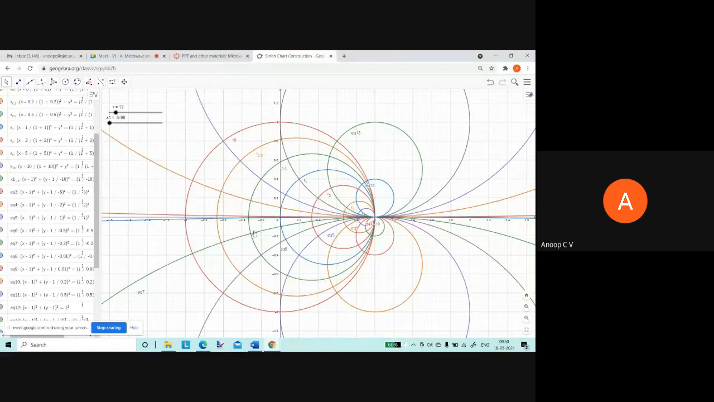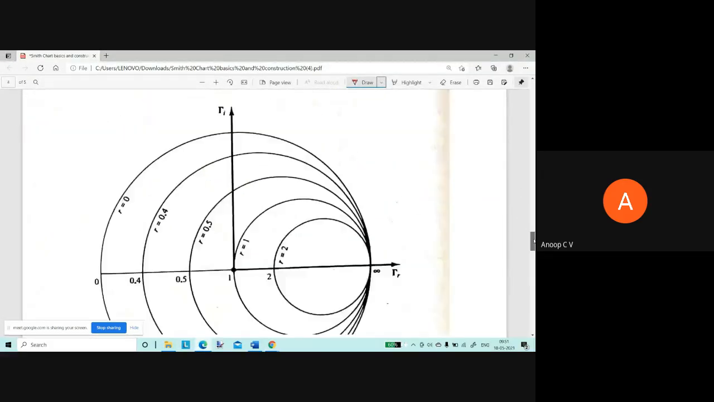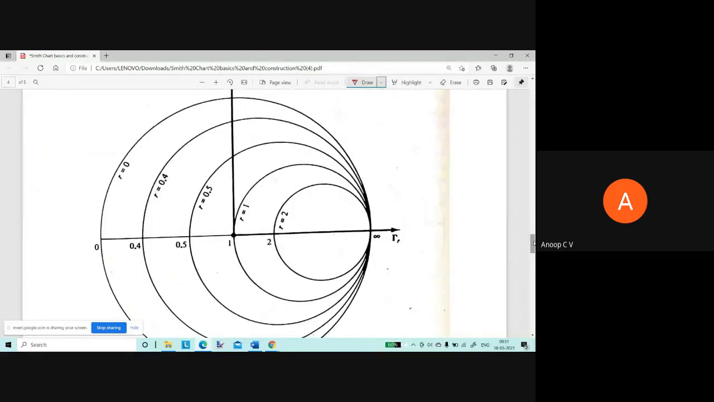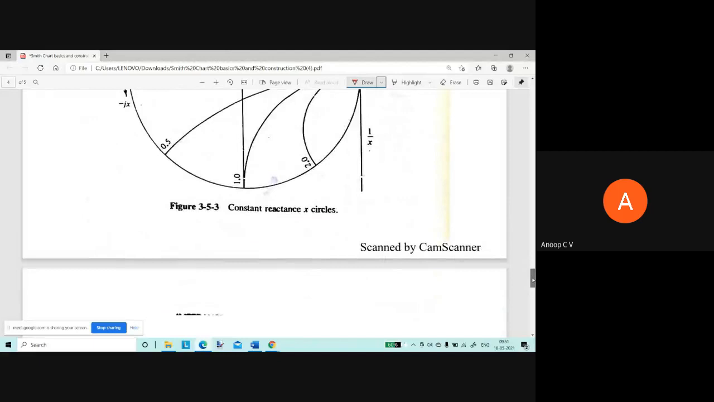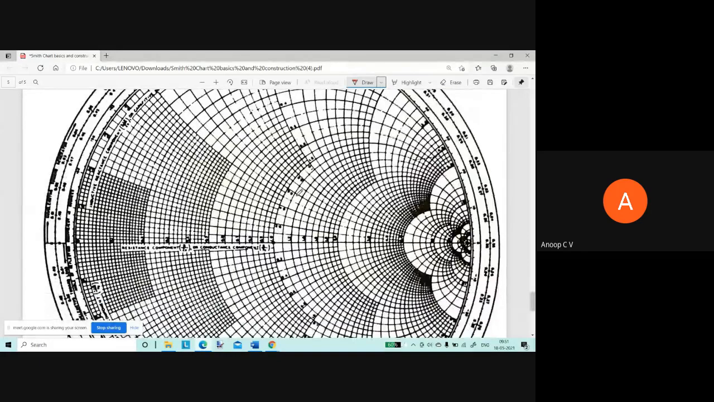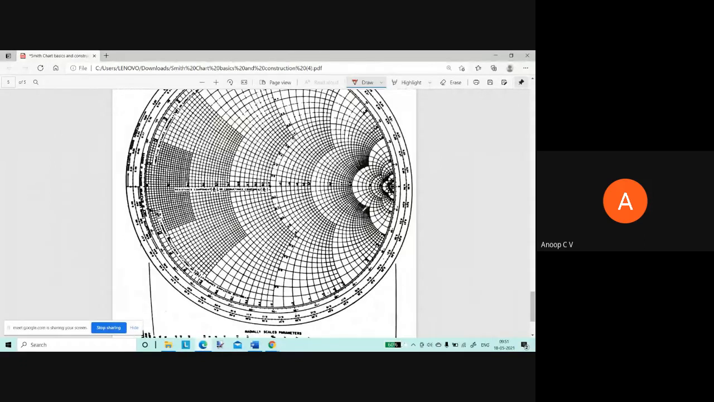So this is actually a Smith chart, right? So I'll show it now, right? The Smith chart is nothing but these circles plotted in. So these are constant r circles, right? Constant r circles. You know the equation of the constant r circle? These are constant x circles. We have seen this, right? And this is the Smith chart. Finally, this is the Smith chart, right? So can you see the constant r and constant x circles?